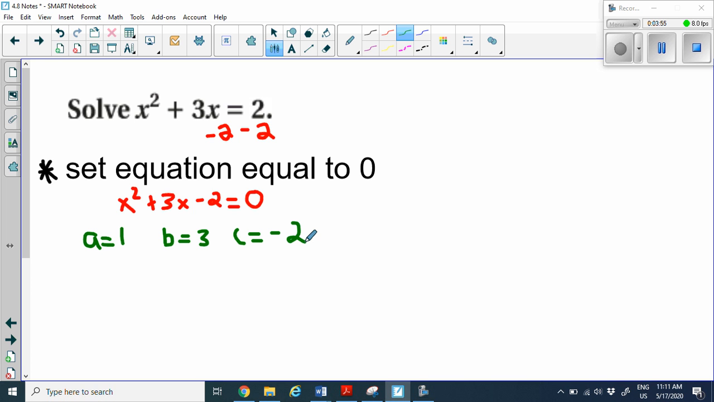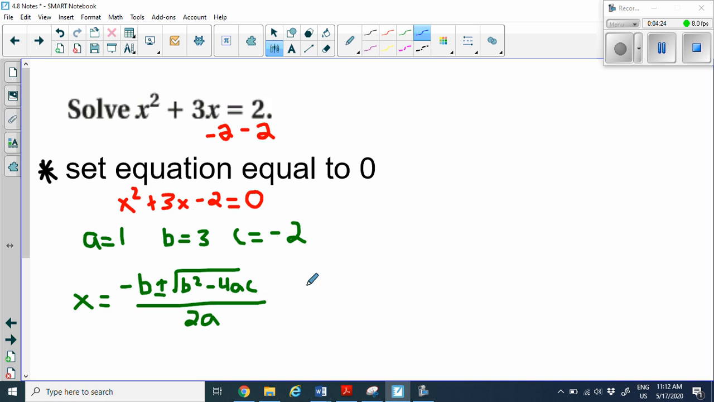Okay, now we go ahead and plug it into our formula. Now I'm going to go ahead and rewrite the formula. Remember, it's x equals opposite of b plus or minus the square root of b squared minus 4ac, all over 2a. And I'm going to plug in the numbers that I have for a, b, and c. Okay, so my opposite of b, so 3 is my b. Now I have to do the opposite. When I mean opposite, it's going to be the opposite sign. So 3 is positive, so the opposite sign would be negative.